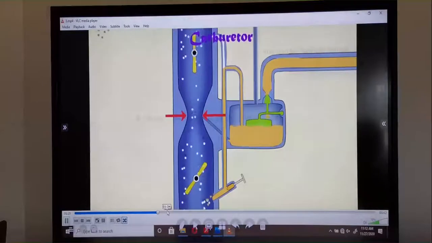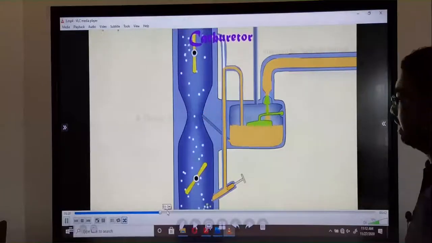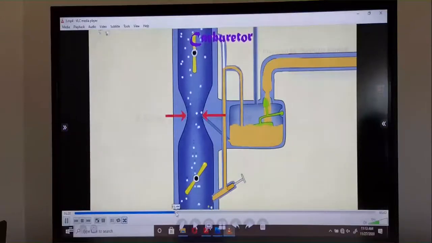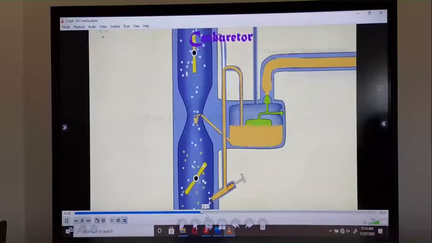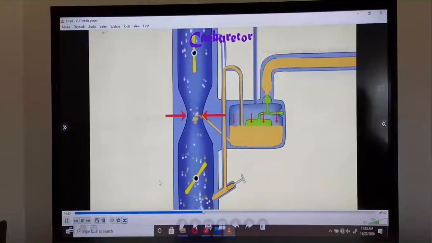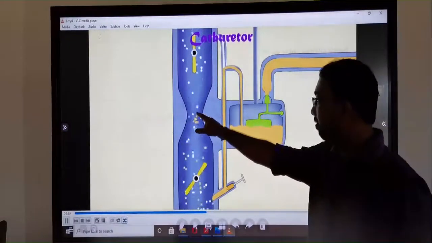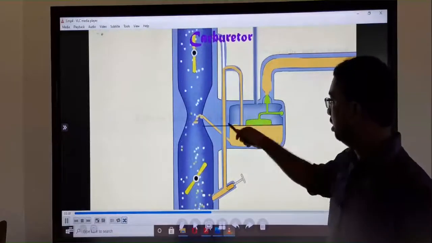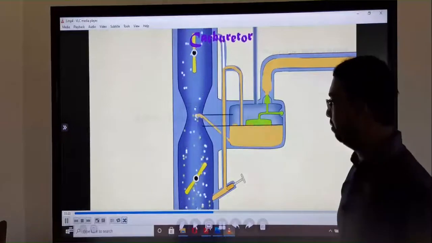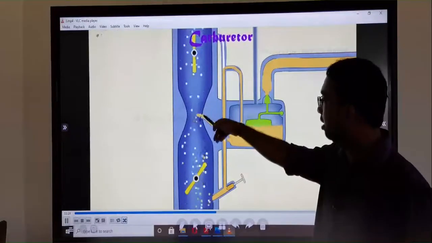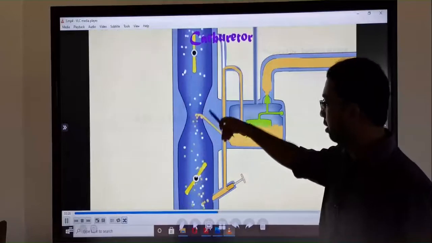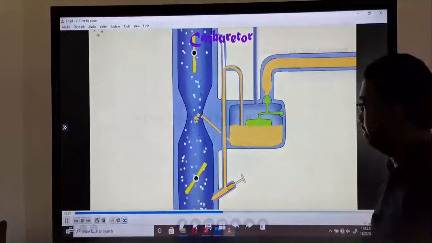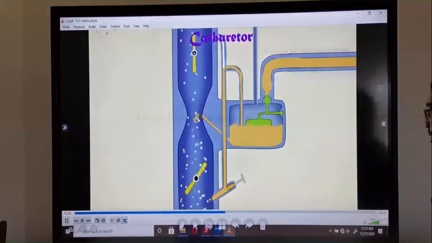That's the normal condition. When accelerating, the air comes like this. So there is a pressure difference. The fuel comes from this tank to this venturi, so the air-fuel mixture is mixed. Then it is going through this throttle valve. This is a running condition.